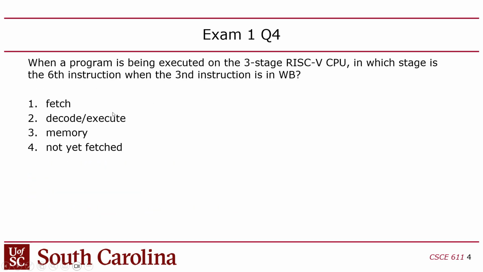They're both equivalent. Okay, when a program is being executed on the 3-stage RISC CPU, in what stage is the 6th instruction when the 3rd instruction is in write back? If the 3rd instruction is in write back, it means the 4th instruction is in execute, which means the 5th instruction is in fetch, which means the 6th instruction hasn't been fetched yet, right? So it's not yet fetched.